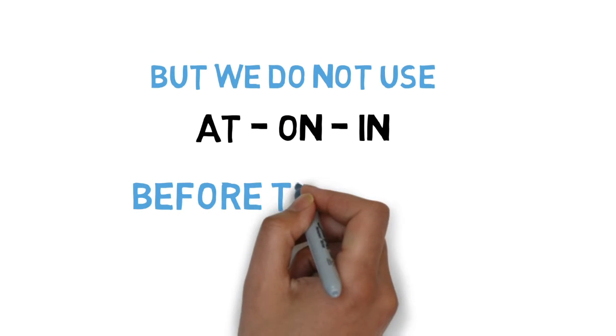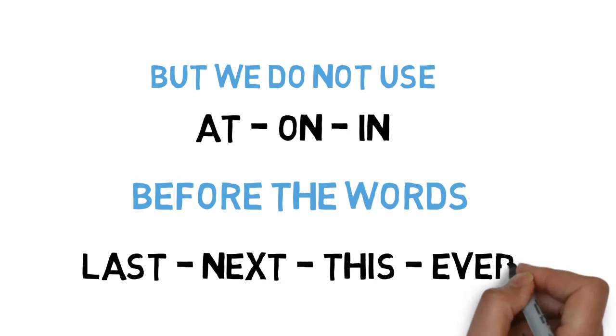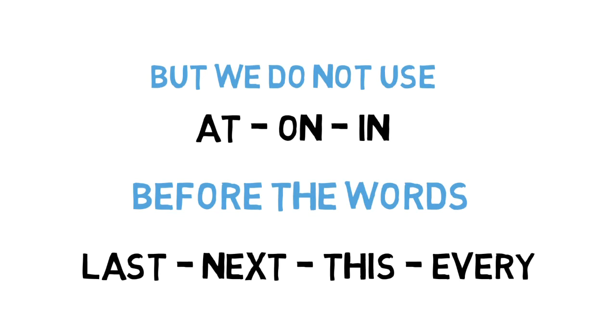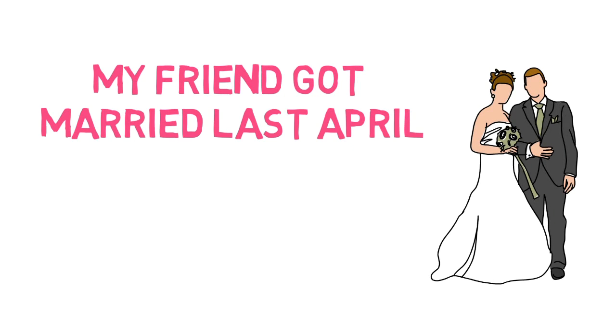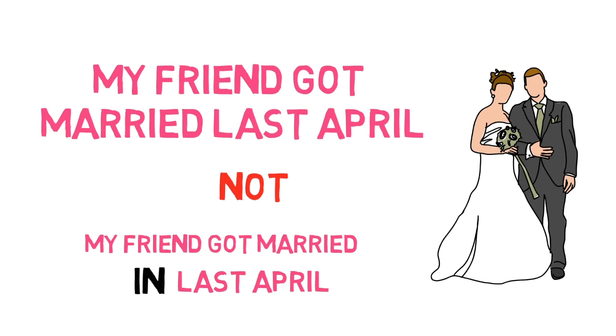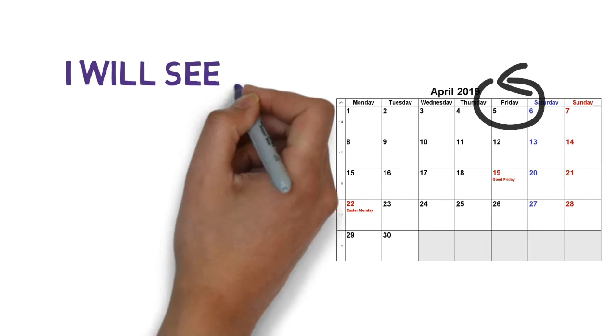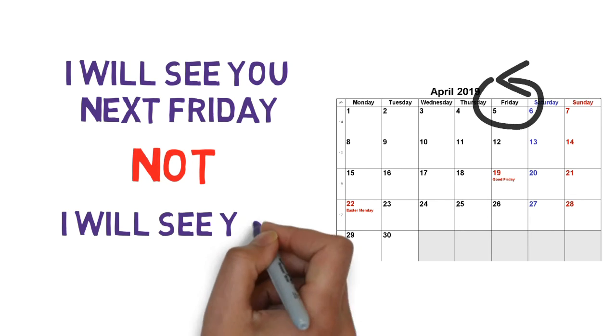But we do not use at, on, in before the words last, next, this, every. My friend got married last April. Not, my friend got married in last April. I will see you next Friday. Not, I will see you on next Friday.